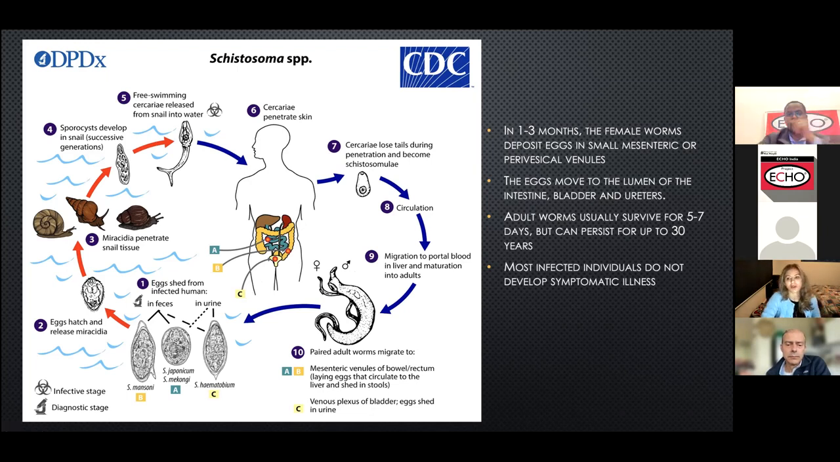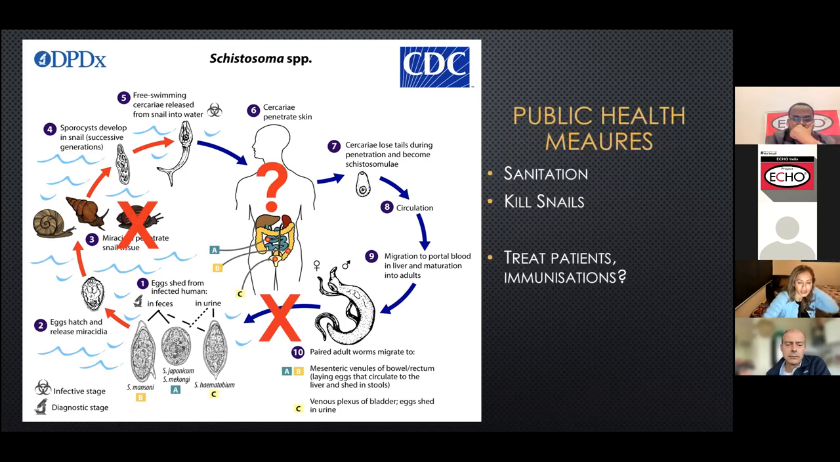So most of the public health measures in trying to break the problem with schistosomiasis have been to attack this through sanitation, so we can stop the release of eggs directly into the water, getting rid of the intermediate host in terms of the snail. But they've also been looking at whether or not we can treat the patients, potentially with immunization. So these are research that's ongoing.